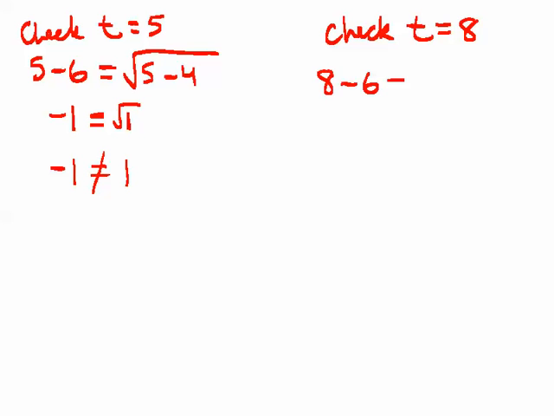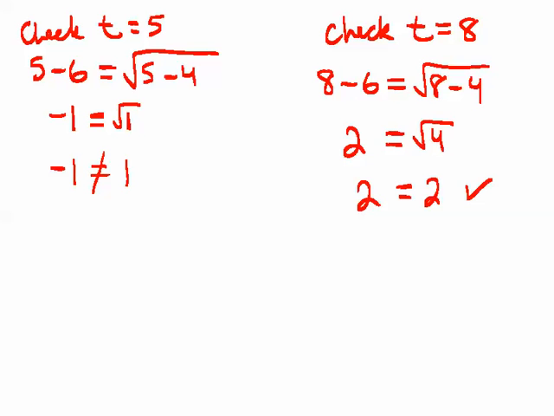Alright, plugging in the 8 this time. 8 minus 4 on that side, 8 minus 6 on the other. So I got a 2 here. I got 8 minus 4 is the square root of 4. And yes, that does check out. Perfect. So only one answer here. T equals 8.